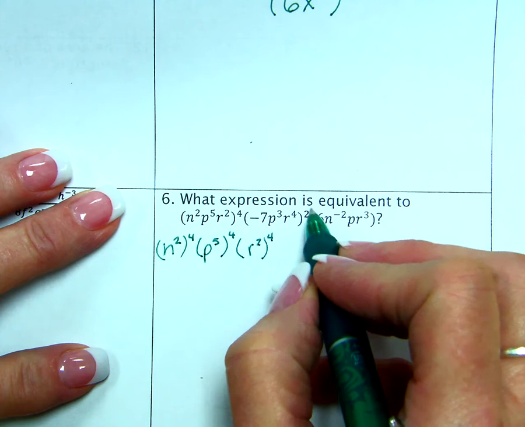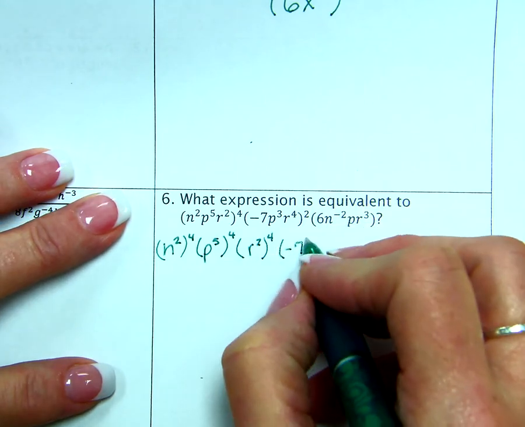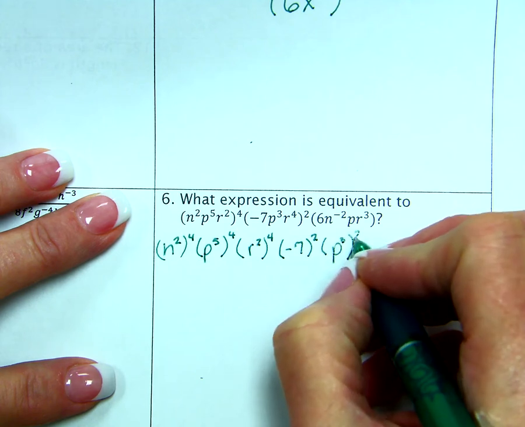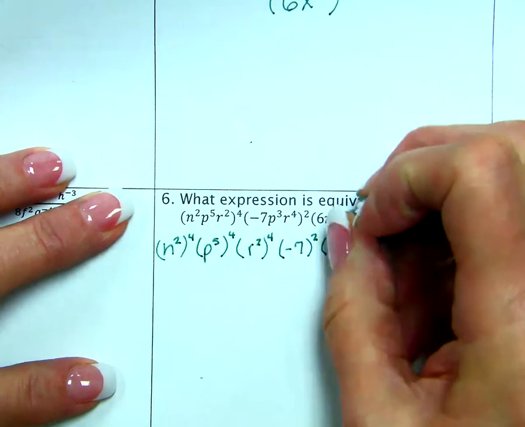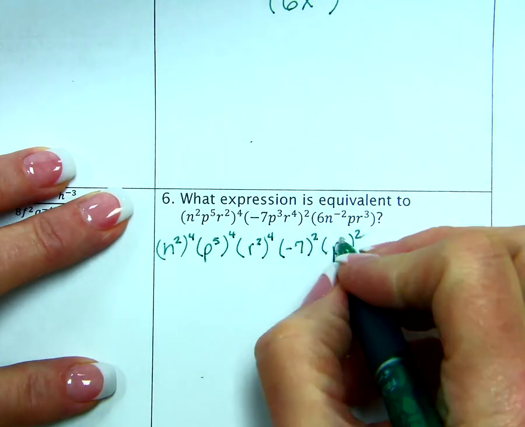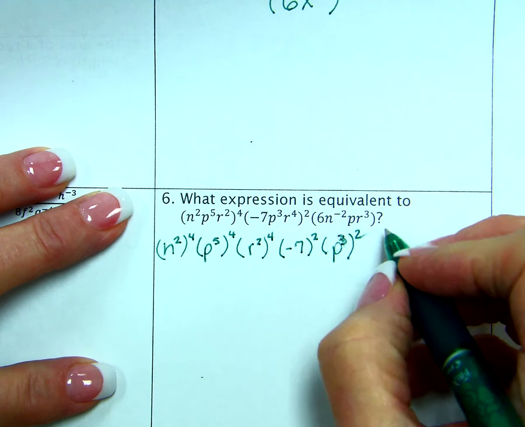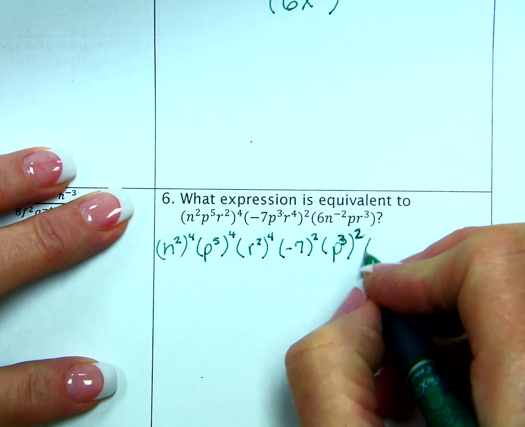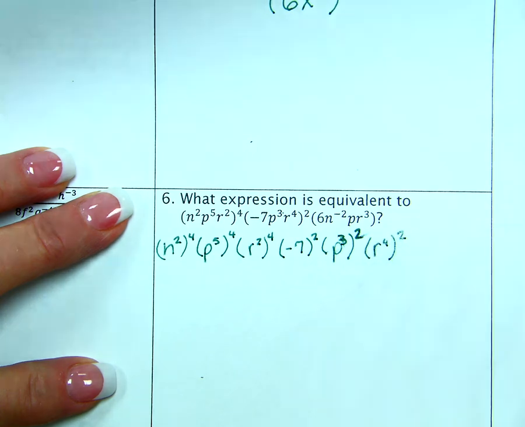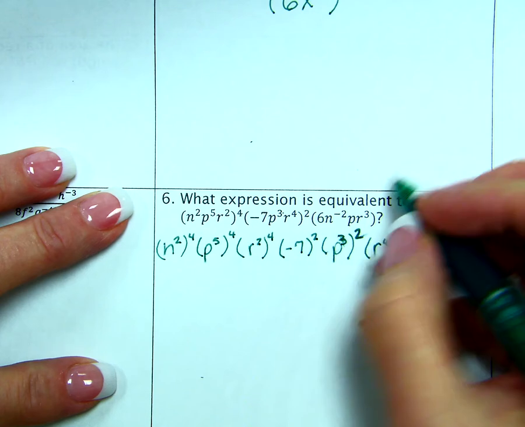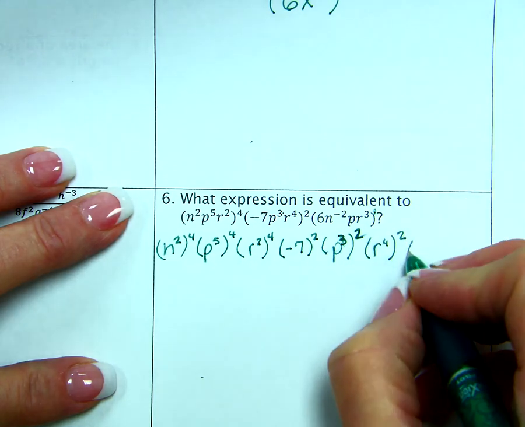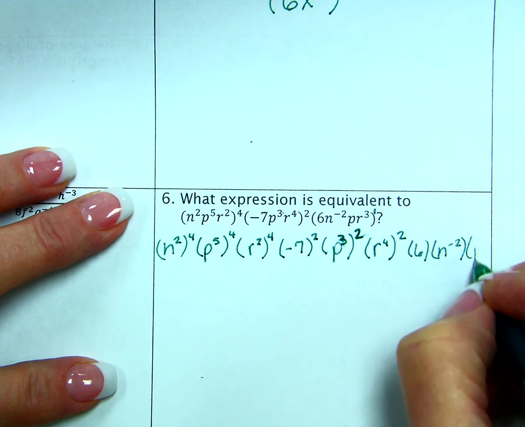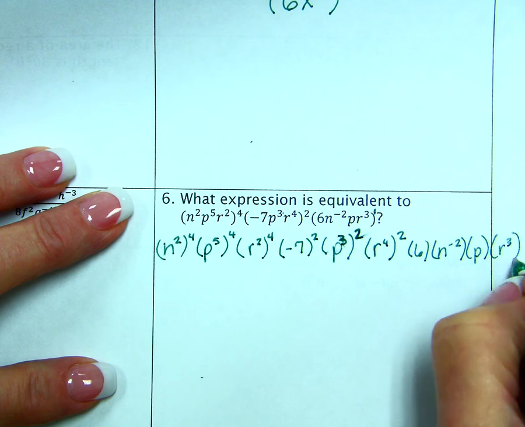Now we have this part here, and we're going to take each of those factors, raise them to that power as well. So that's p cubed, and let me write that 3 a little bit better. Hopefully that's easier to be seen. Okay, so that was p to the 3rd raised to the 2nd power. Now r to the 4th raised to the 2nd power. And this one has an exponent of 1, so really it's just 6 times n to the 2nd times p times r to the 3rd.